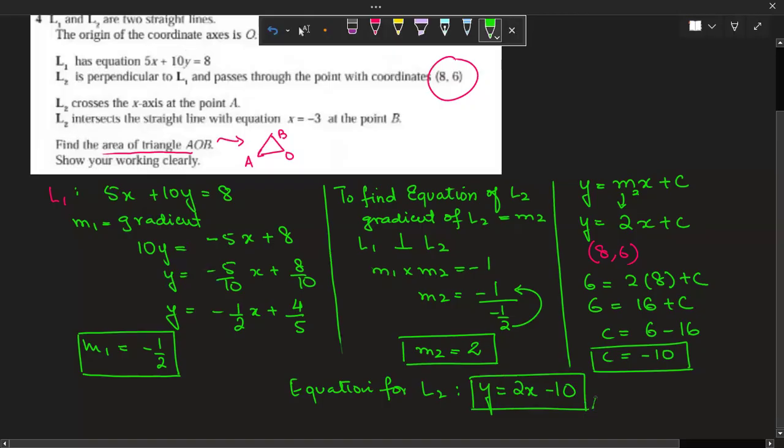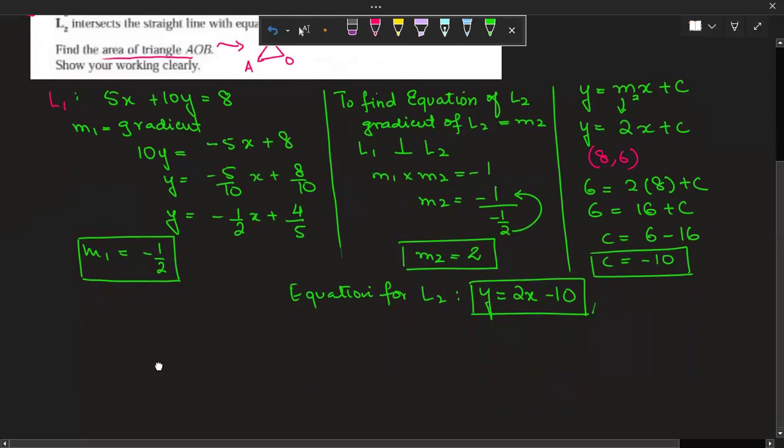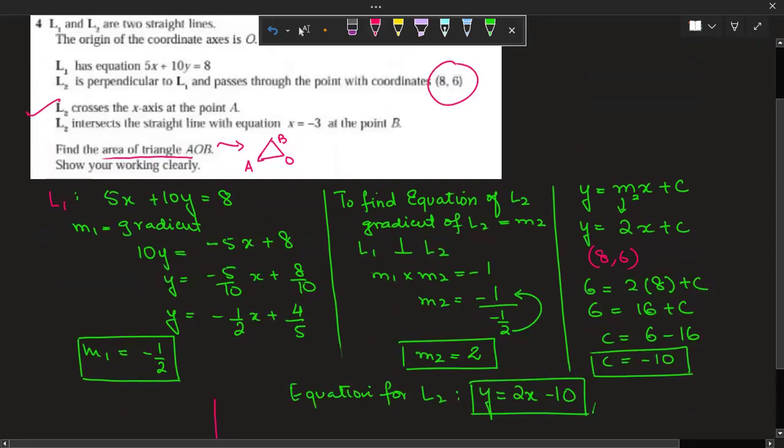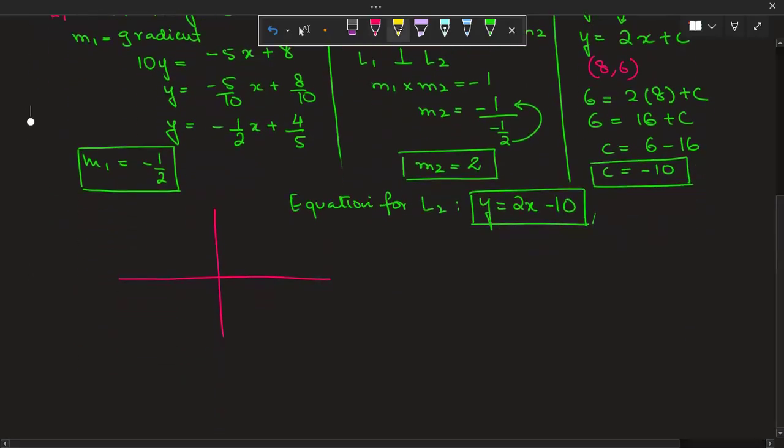Now, the next part of the question says that L2 crosses the x-axis at point A. So what we can do is plot the x-axis here, and they are saying that L2 crosses the x-axis at point A. Since the gradient is positive, it will be coming from the y-intercept, which is going to be negative 10, right?